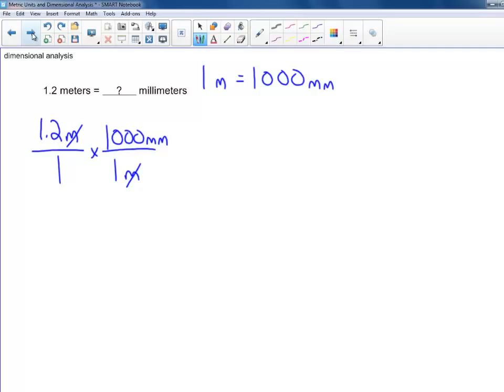And then it's a hop, skip, and a jump through the math to say that this is going to be equal to 1,200 millimeters. And that would be the answer. Now notice that's the same thing as moving the decimal place 3 spaces to the right, like we did before. But this method really comes in handy when you have more complex conversions. So let me show you what I mean by that.